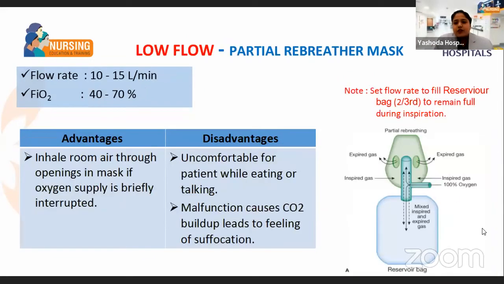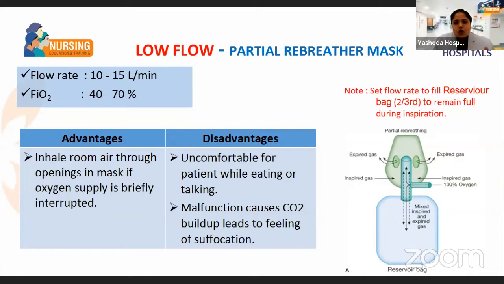But when it comes to the partial rebreather, it is like two valves. So when the patient is exhaling, some amount of carbon dioxide is mixed up with the oxygen. So here there is a mixing of both the oxygen and the carbon dioxide, and due to that, the patient may feel suffocation. The flow rate it maintains is about 10 to 15 liters per minute, and the FiO2 delivered by this device is 40 to 70%. So with this, we have ended all the low flow devices.